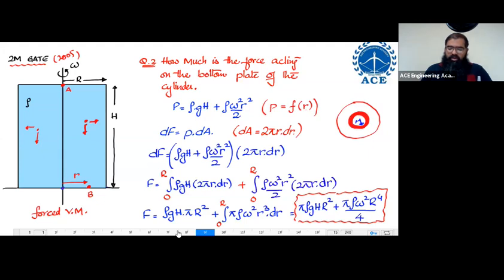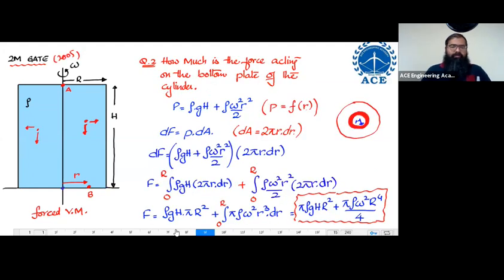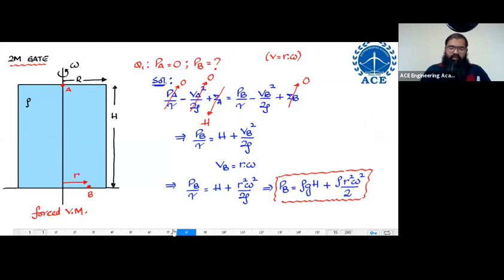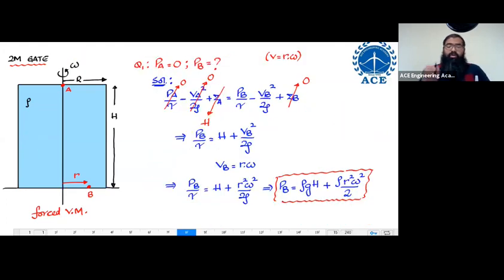The question did not talk about this particular part. Straight away, it gave this particular case and asked, what is the force acting on the bottom plate? You are supposed to find that force, which is pressure into area.